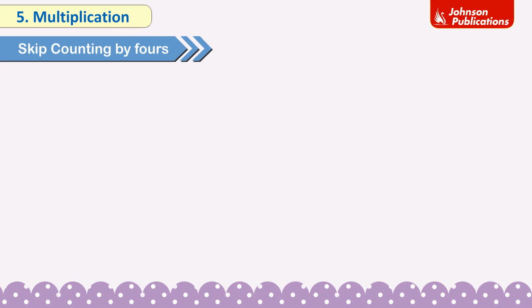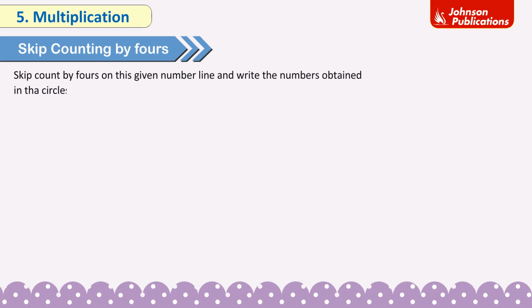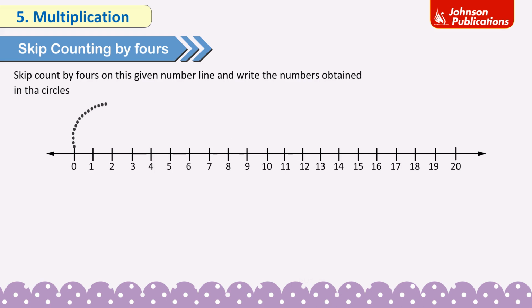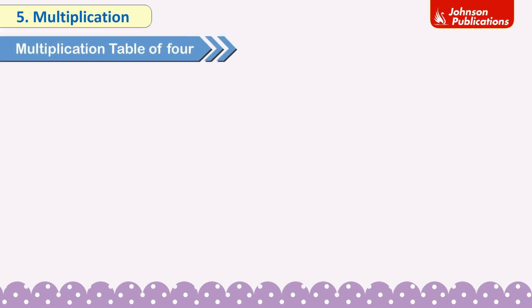Skip counting by fours. Skip count by fours on this given number line and write the numbers obtained in the circles. Multiplication table of 4. 4 times 1 equals 4.